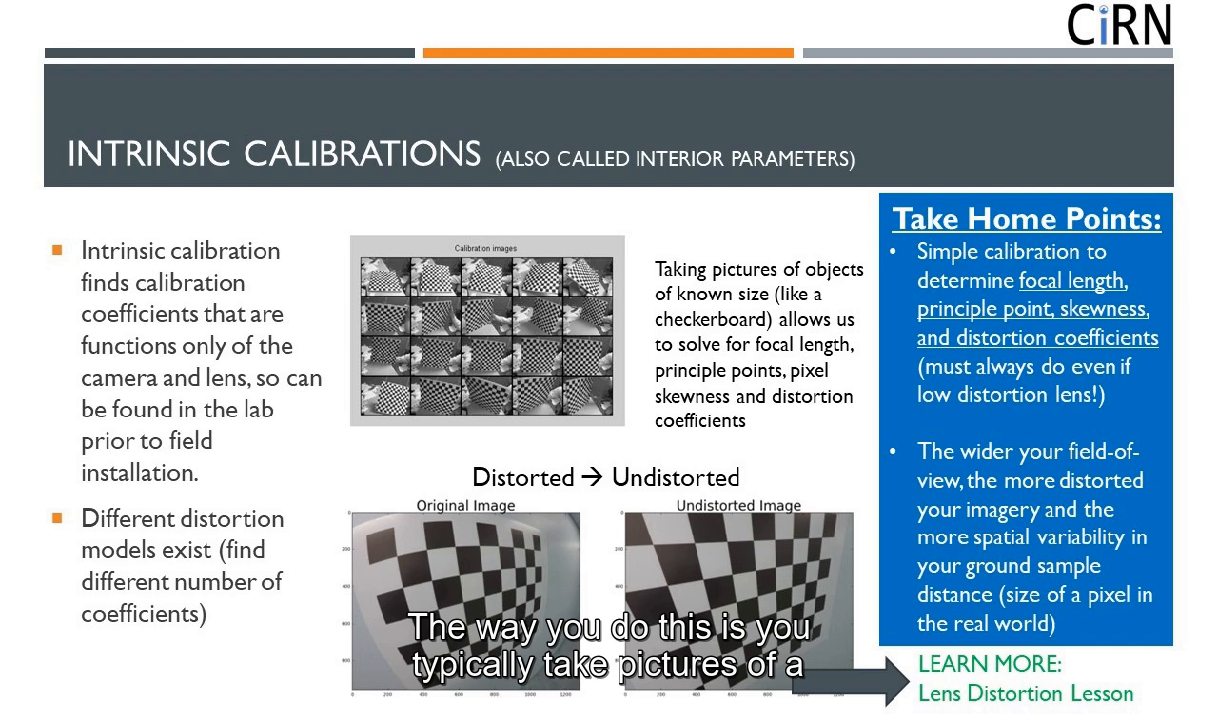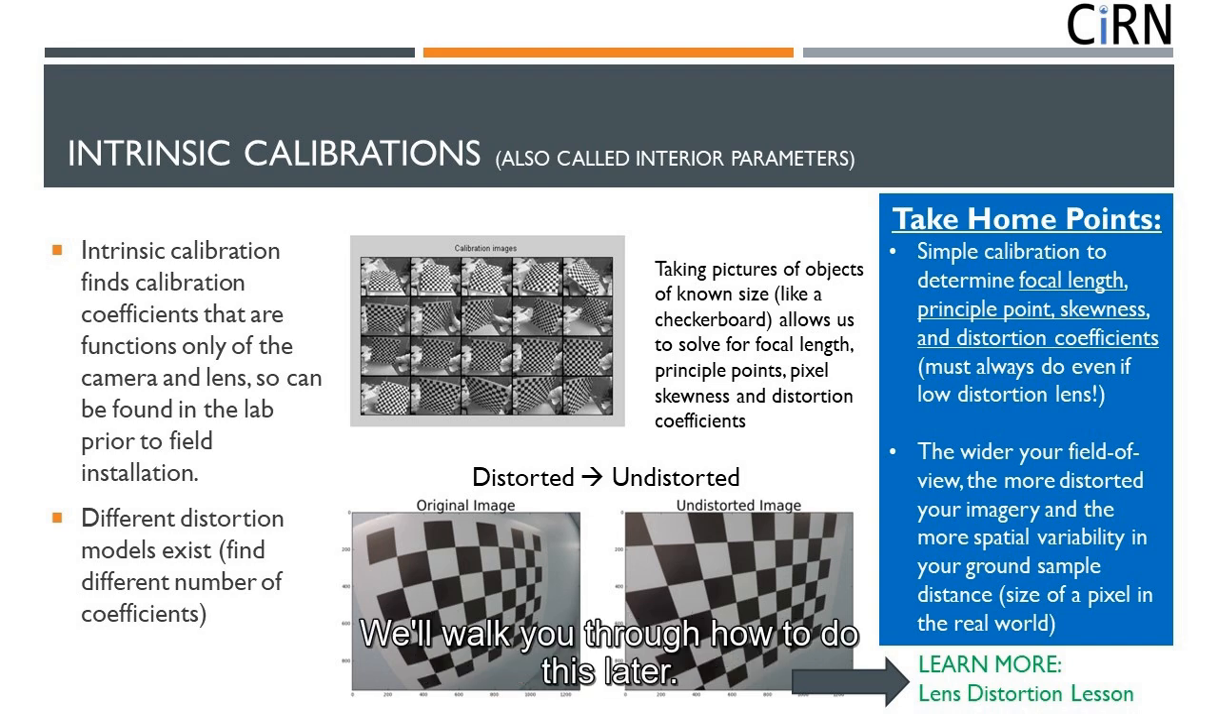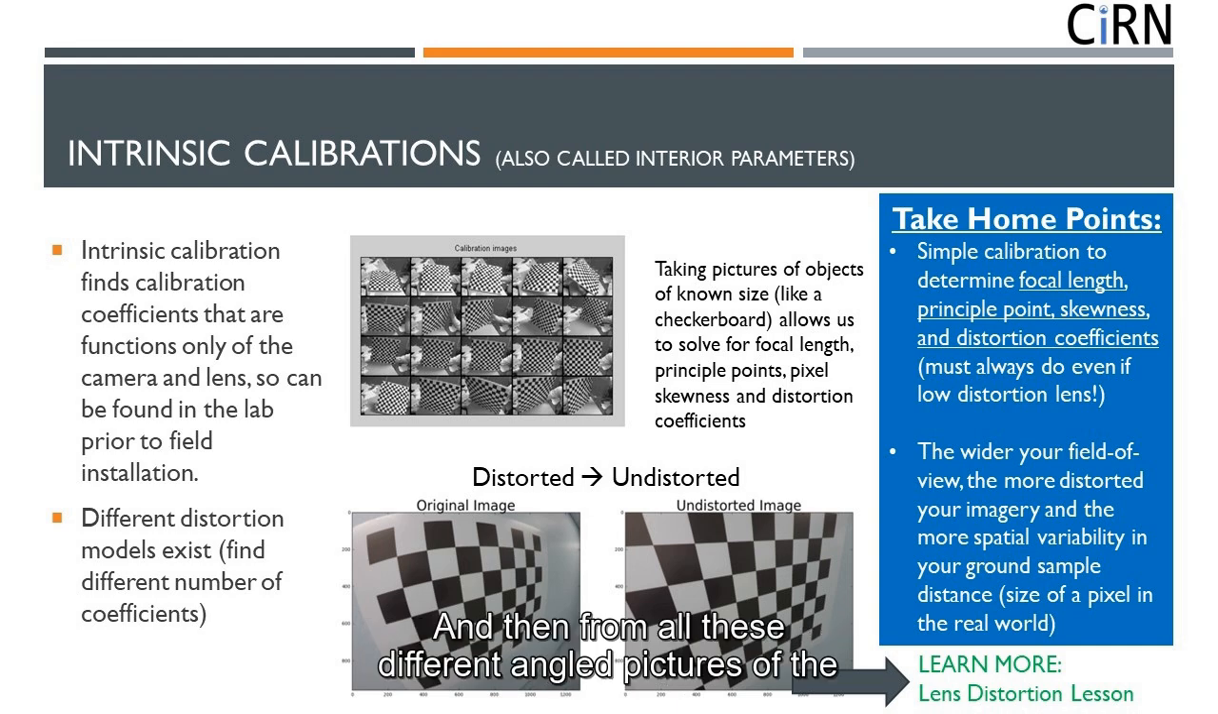The way you do this is you typically take pictures of a checkerboard, something like this. We'll walk you through how to do this later. And then from all these different angled pictures of the checkerboard, we can solve for the relevant parameters.